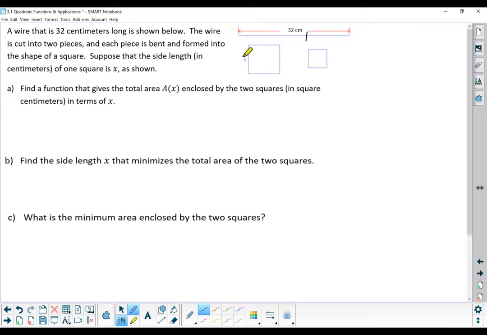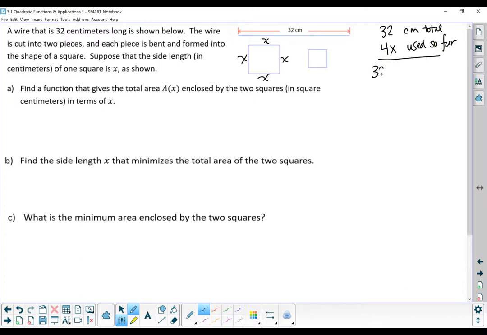So we have one square that we've marked an x as the side length. We want to find a function for the area enclosed by the two squares, and then we want to find the side length that minimizes the total area. Well, these are squares, remember, so if this side is x, then all of the sides of this shape are x. So we have 32 centimeters total, and so far we've used 4x.